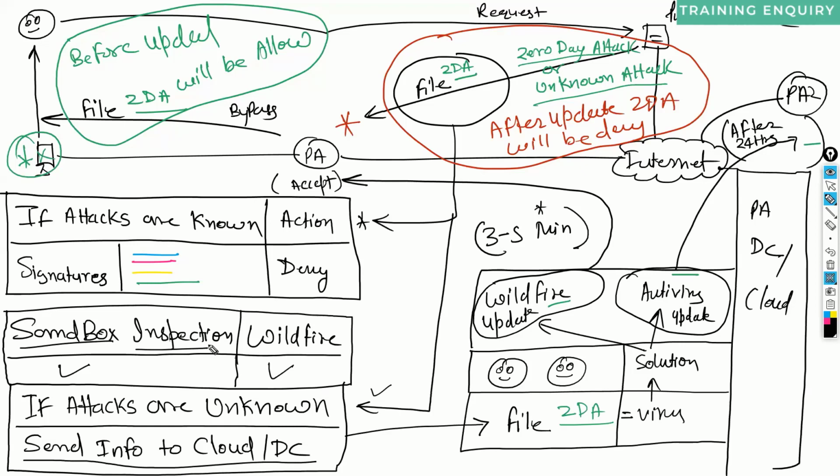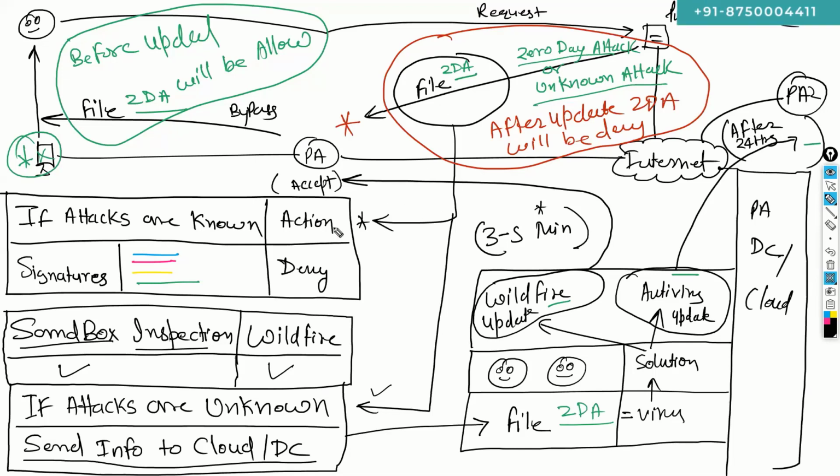Excuse me, sir. In a short way, can we say unknown attack means the Palo Alto firewall is unable to find a security rule, meaning an allow rule or deny rule? No, not that. Simply no, it is not sent to sandbox inspection because of that.